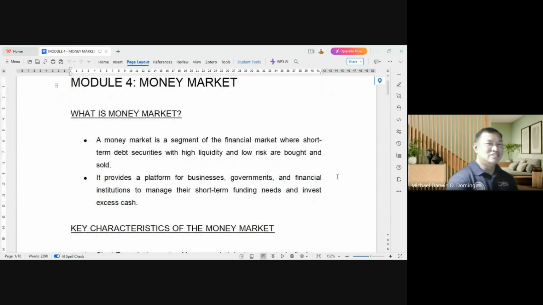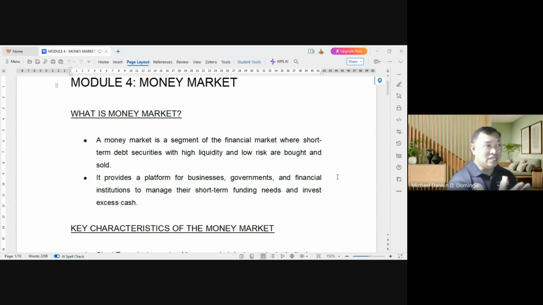So, for today, dun tayo sa pangalawang market, which is the money market. Now, money market is said to be a segment of the financial market where short-term debt securities or instruments with high liquidity and low risk are bought and sold. So if a capital market is for long-term investment with high returns, siyempre having high returns also imposes high risk, no? So para naman sa mga short-term instrument or short-term debt securities with high liquidity and low risk, dito naman yon sa money market.